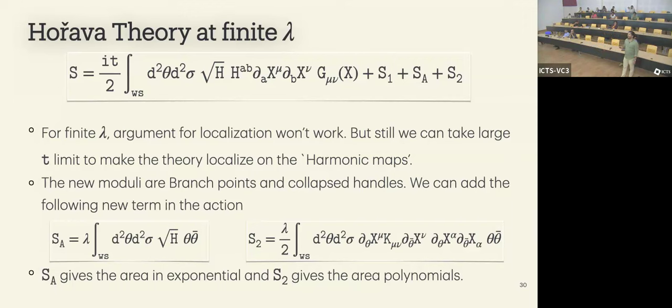We believe that it will give you the correct answer. Now, to get the exponential of the area terms, this action is enough. If you remember the expression from the beginning, it had exponential of lambda A times n plus n bar. That contribution comes easily from this term. Lambda times d2 theta is actually capturing the square root of small h, the induced metric. The induced metric calculates the area of the total manifold, that means n plus n bar.